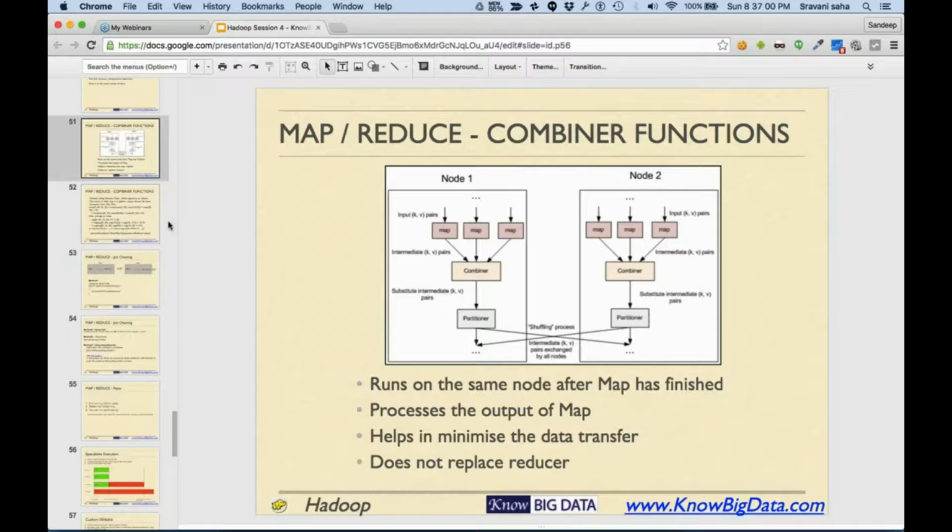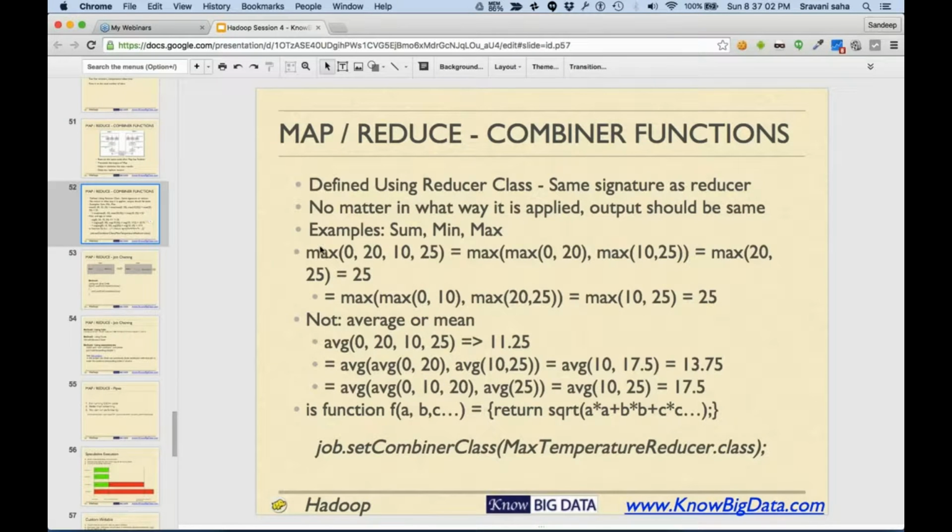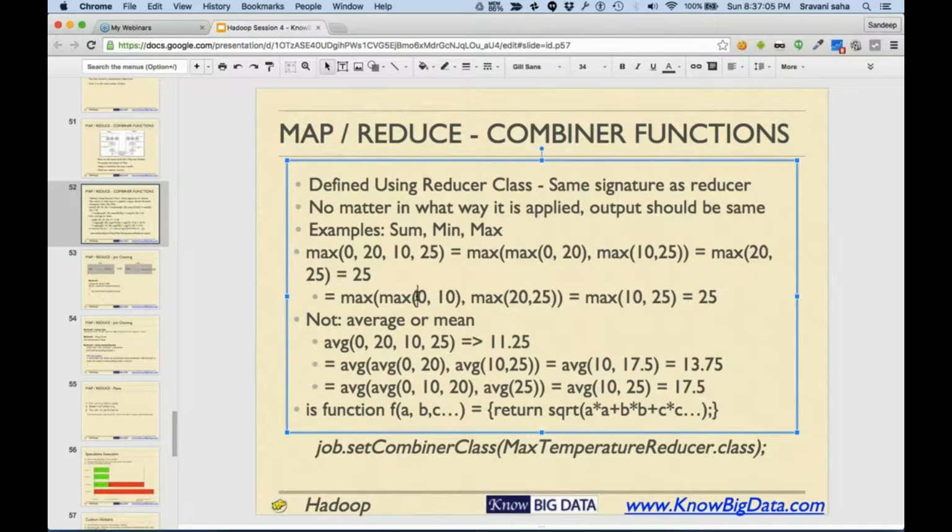Now, one important aspect which I want to discuss again is that only those kinds of work can be done using a combiner where you can keep applying the same function again and again, irrespective of the order, and it still gives the same answer. For example, sum, minimum, and max are all valid combiners, but average or mean is not a valid combiner.